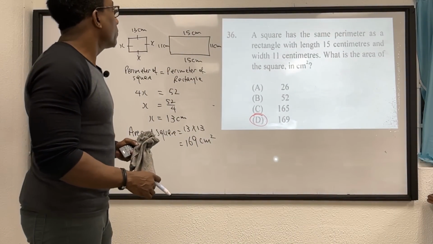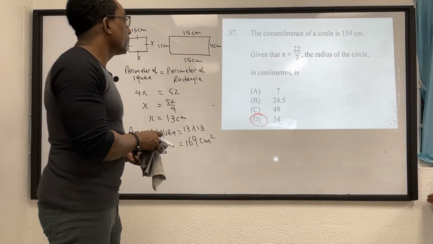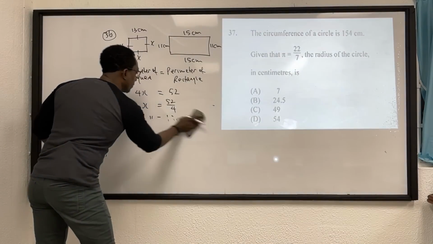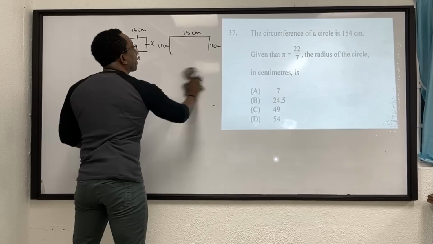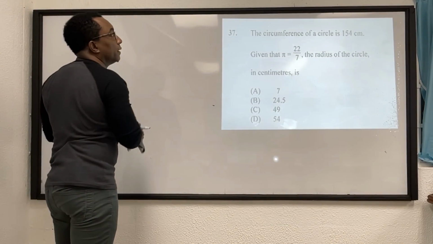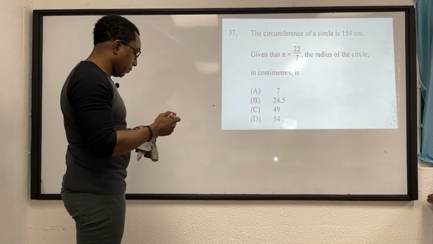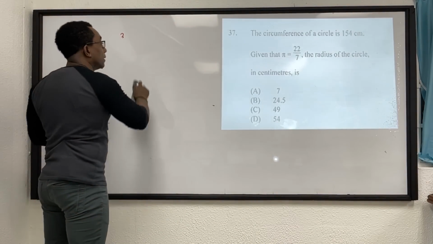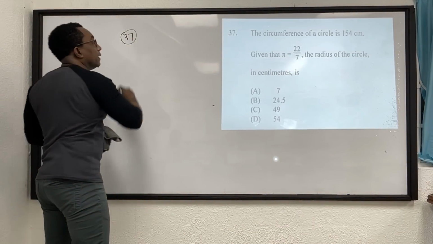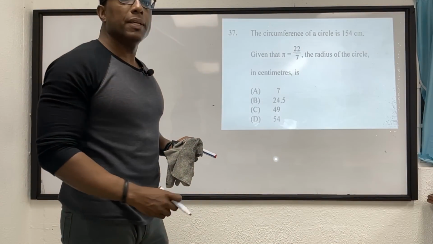So let's look at question 37. So 37 states the circumference of a circle is 154 centimeters. So given that pi is 22 over 7, the radius of the circle in centimeters is.